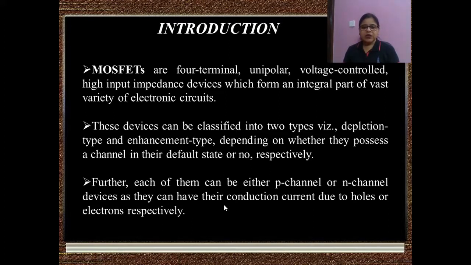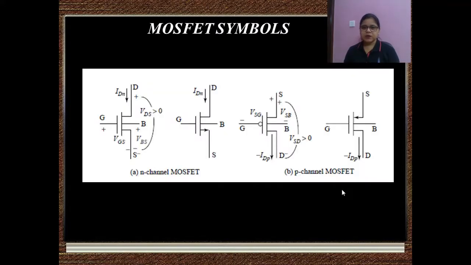Now further we can say that depending upon the channel formation, whether it is formed by holes or by electrons. If the channel is formed by holes, then the device is known as a P channel MOSFET or a PMOS. If the channel is formed by electrons, then the device is known as an N channel or an NMOS device. These are certain symbols of the NMOS and PMOS. So see, the first two symbols are for the NMOS and the next two are for the PMOS.